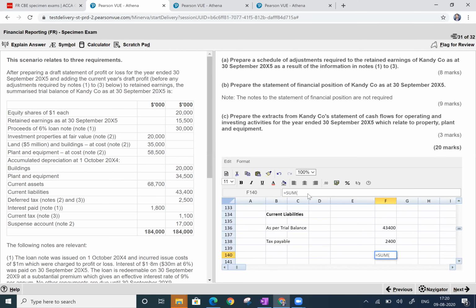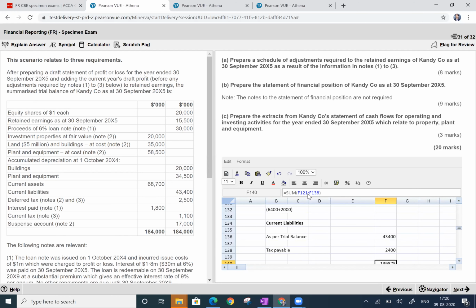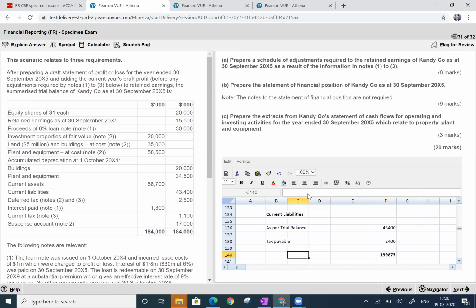So what about the suspense? That suspense account they have given is disposal proceeds of investment property. We have removed the investment property, so automatically it has been adjusted. 139,875, perfect, and 139,875. Our SOFP has tallied, total equity and liabilities. If you know accounting standards, single entity is simply adding and subtracting accordingly.